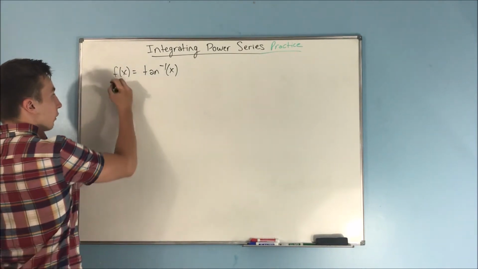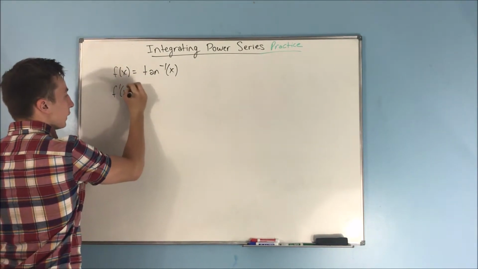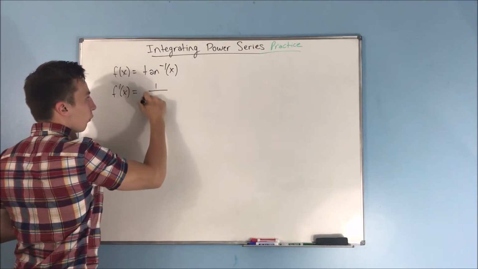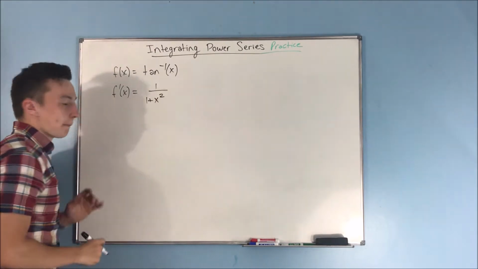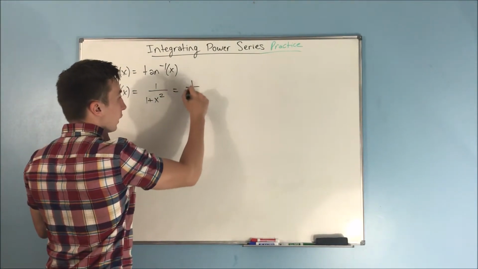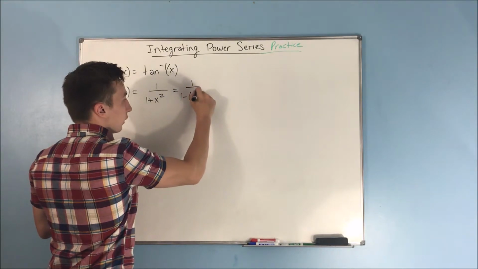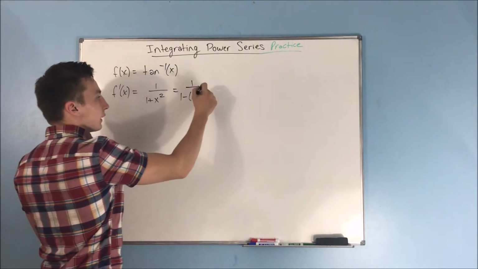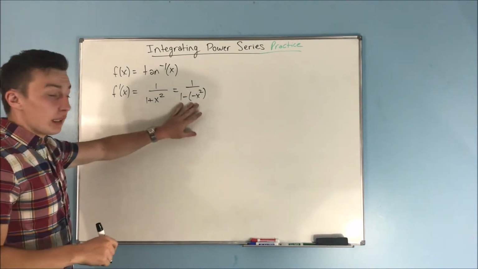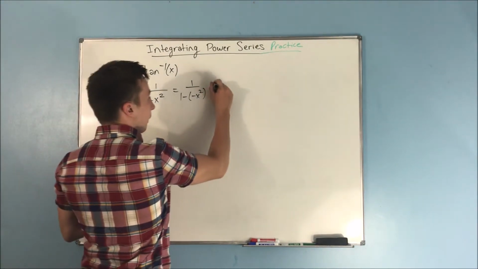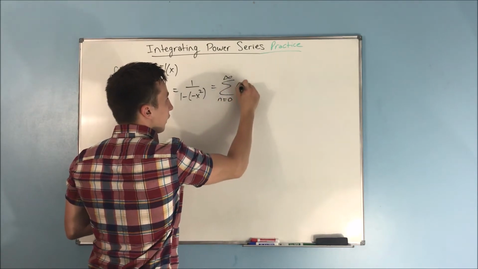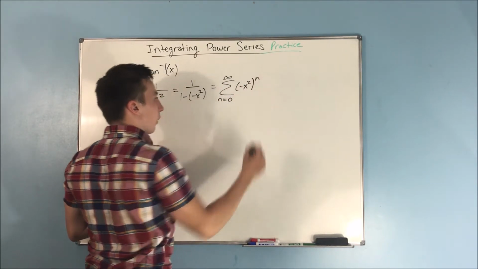And if we take a derivative here, you can see that f prime of x will equal 1 over 1 plus x squared. Okay? Written another way, this can be written as 1 over 1 minus negative x squared. Okay? If we write it that way, then we can describe it as this power series, the sum from n equals 0 to infinity of negative x squared to the nth power.